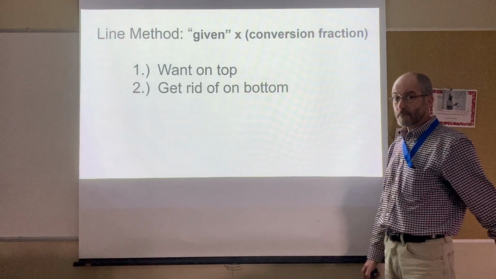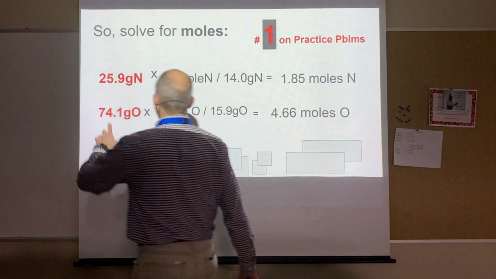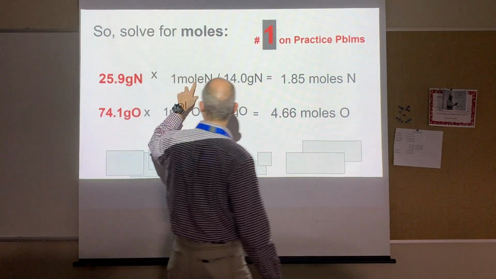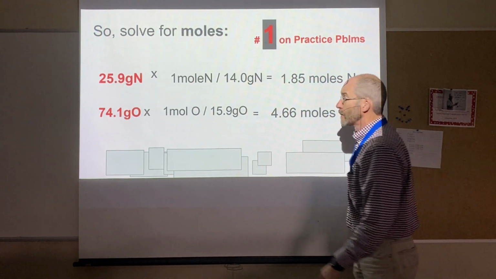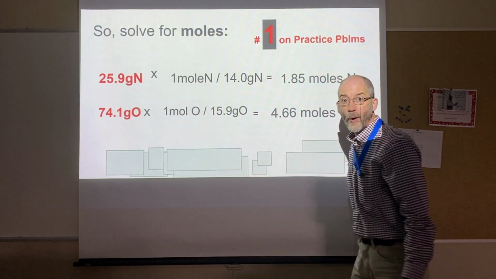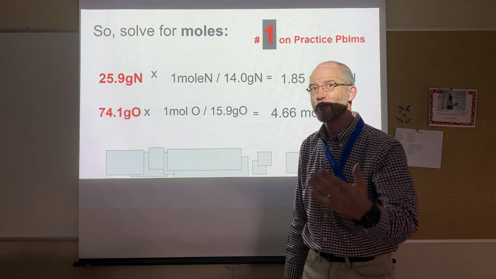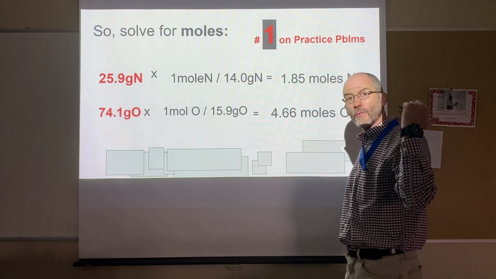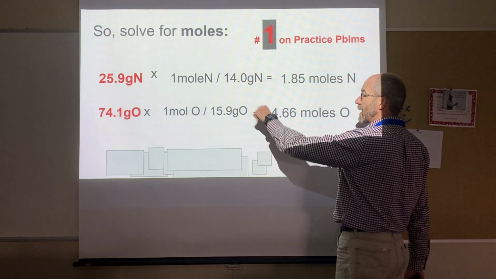Then we're going to use the line method. What you want on top, what you want to get rid of on the bottom. So what are we going to do? We're going to take our mass of nitrogen from our problem, and we're going to multiply it by 1 mole of nitrogen over 14 grams of nitrogen. Why? Because we want grams of nitrogen to cancel out, and we want our answer to be left in moles. Why? Because you can find the empirical formula if you look at the lowest whole number ratio of moles. Oh, that goes all the way back to the beginning of the presentation when we were talking about how to define empirical formula.